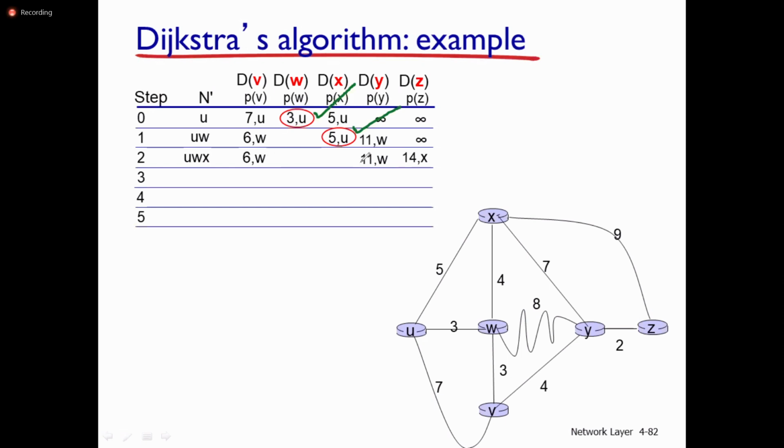Now in this row, what is the least cost? Which is the least? Which is the least one among 6, 11 and 14?